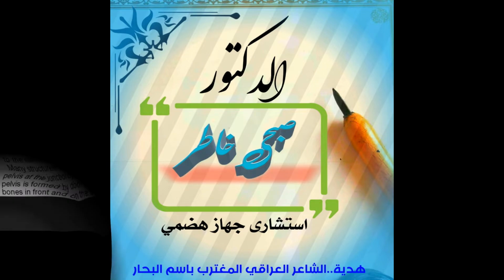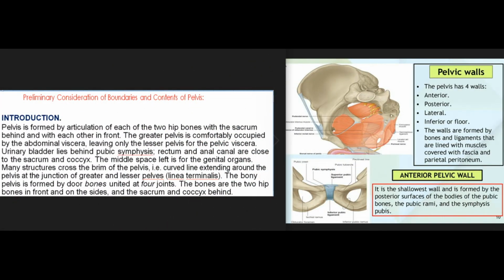Preliminary consideration of boundaries and contents of the pelvis. Introduction. The pelvis is formed by articulation of each of the two hip bones with the sacrum behind and with each other in front. The greater pelvis is comfortably occupied by the abdominal viscera, leaving only the lesser pelvis for the pelvic viscera. The urinary bladder lies behind the pubic symphysis, and the rectum and anal canal are close to the sacrum and coccyx. The middle space left is for the genital organs.